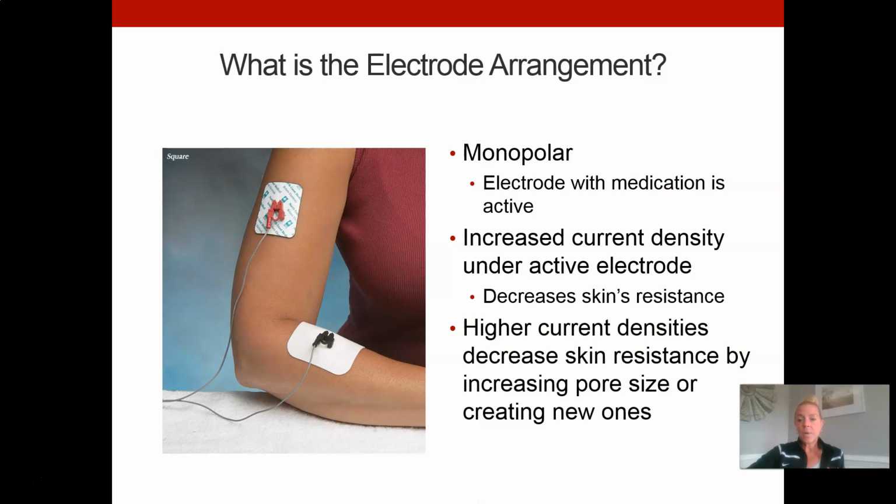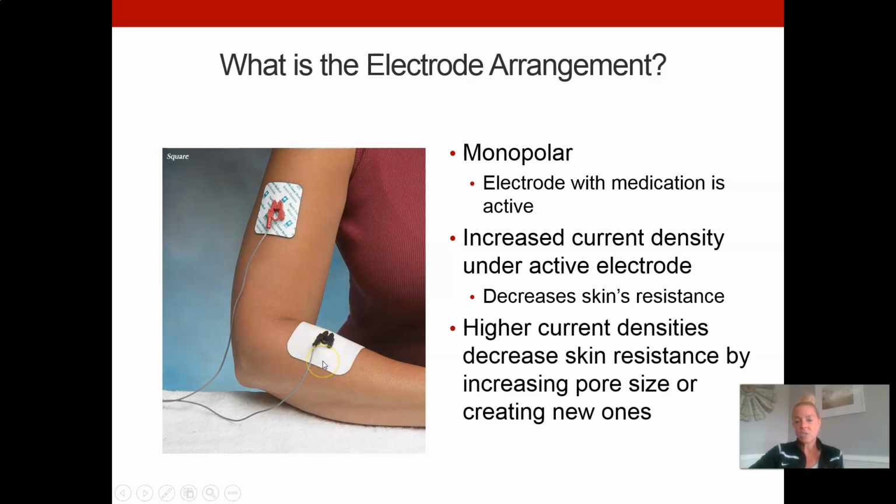So this is what a typical Ionto treatment setup is going to look like. It is that monopolar treatment setup. So that means there's one active electrode and one dispersive electrode. So again, always 2 electrodes, but the monopolar setup is the one with the medication. The active electrode is the one with the medication. So in this example, this would be the electrode with the medication.